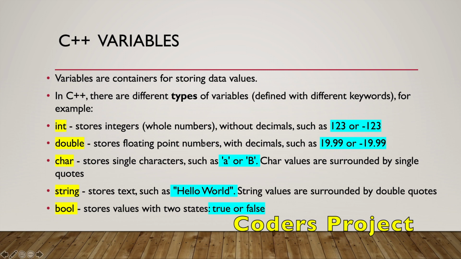Double stores floating point numbers with decimals such as 19.99, and then char stores single characters such as uppercase and lowercase letters. Char values are surrounded by single quotes. String stores text such as, for example, hello world between double quotes over here. It can be any text for that matter. Boolean, which is bool, stores values with two states, true or false.